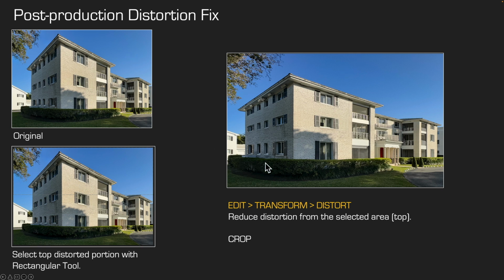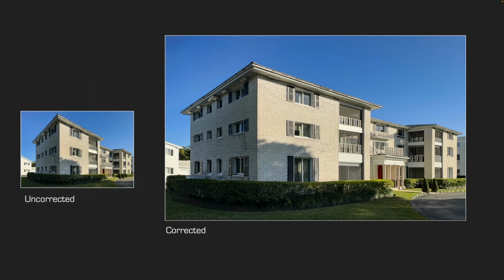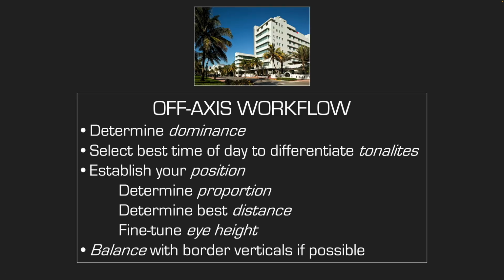You select it and then use Edit, Transform, Distort, and crop it, and you will have a much more usable photograph. So here's uncorrected and here's corrected. Much, much better. So these are the considerations for your off-axis shots. Determine dominance, get the best time of day to differentiate tonalities, establish your position, determine your proportion, determine the best distance, fine-tune with eye height, and if you can, balance with border verticals.